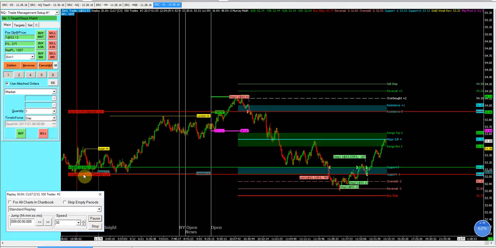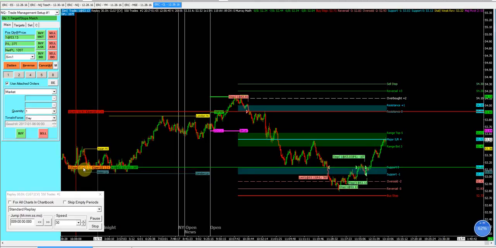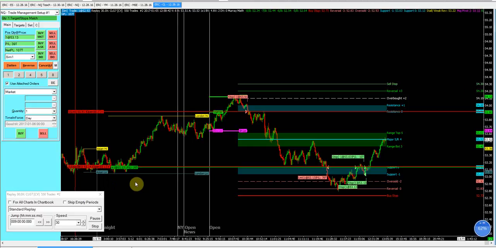Okay, we hit major support resistance. So we'll move our stop to break even +1. There's break even +1, and let her go. See what happens.